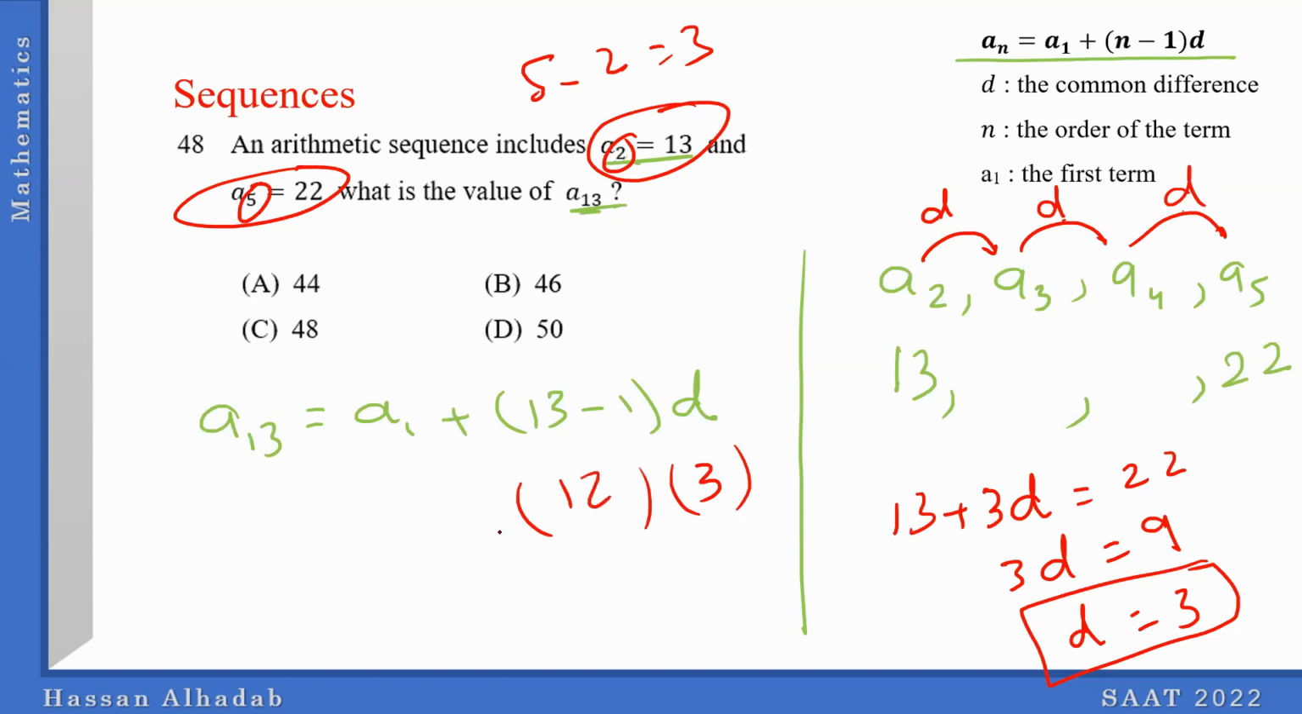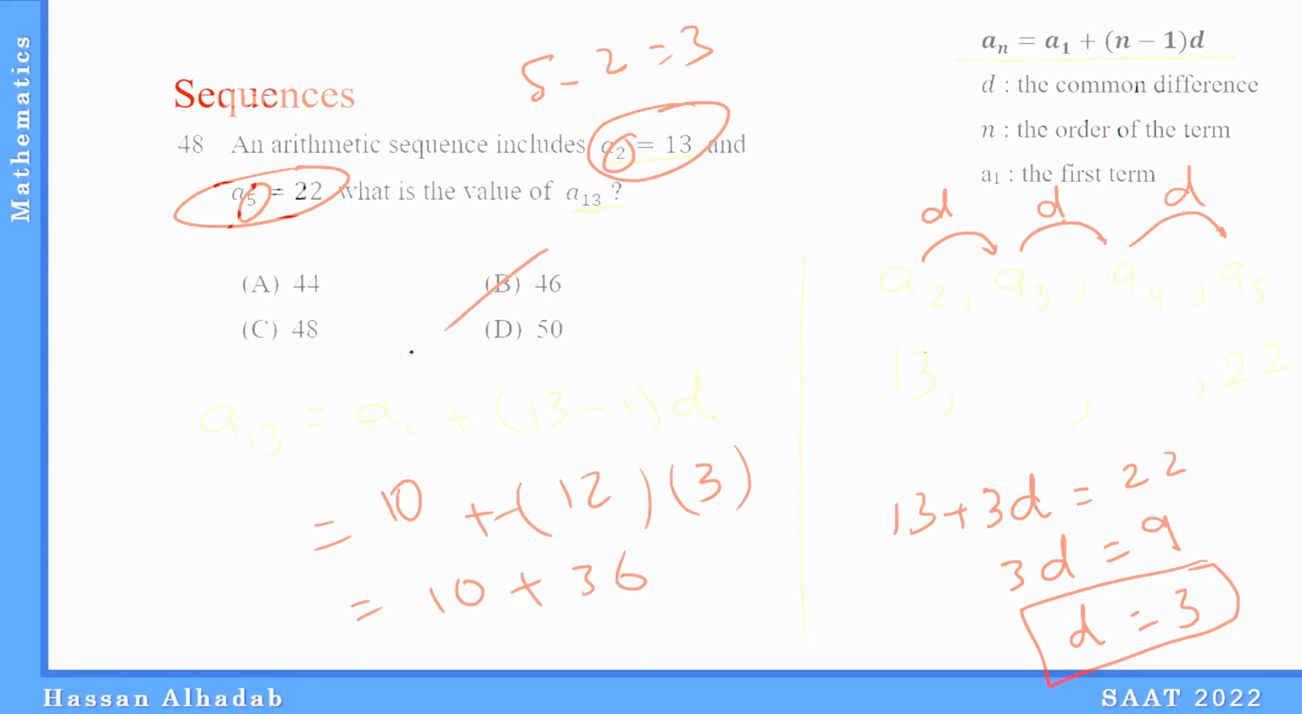So, okay, this is a 3. This is a 12. So now I have to find A1. So how to find A1? If A2 is 13, so what's A1? Yeah, 13 minus 3, which is 10. Isn't it? Because I have to subtract 1 common difference. So this is just like 10 plus 36, which is 46.